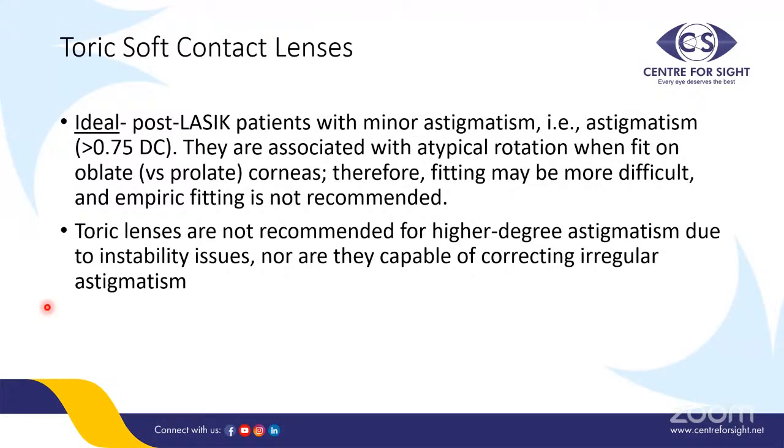So finally, coming to toric soft contact lenses, these are ideal for patients again with minor astigmatism, which is around 0.75 DC, and they're also associated with atypical rotation when fit on an oblate cornea, that is a treated myopic cornea, versus the normal, that is prolate, cornea. Therefore, such lenses, as they're more prone to rotation, may be difficult to fit, and empiric fitting is not recommended for these lenses. Toric lenses are again specifically not recommended for high degree astigmatism because of instability, and also they are not capable of treating the irregular part of the astigmatism.